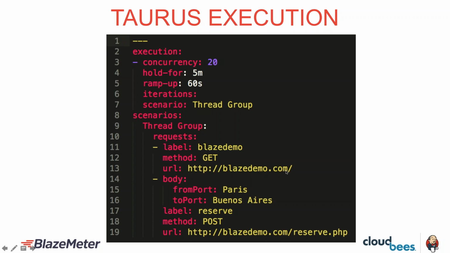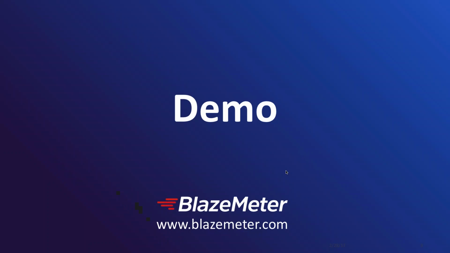So this is how you create Taurus scripts, as you can see, with YAML format. And this script will actually run JMeter behind the scenes. So you don't have to get into the JMeter GUI. You can simply use this simple syntax in order to create your scenario. So let's move over to the demo and see how it works.